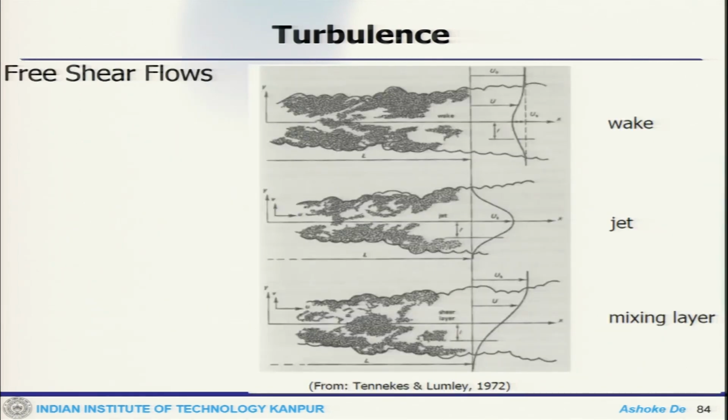Now, this is an example of a free shear flow where you see a mixing layer, that means two different layers are mixing. So, different kinds of eddies form, and this is a velocity profile, this is a free jet and this is a wake. So, these are some examples.